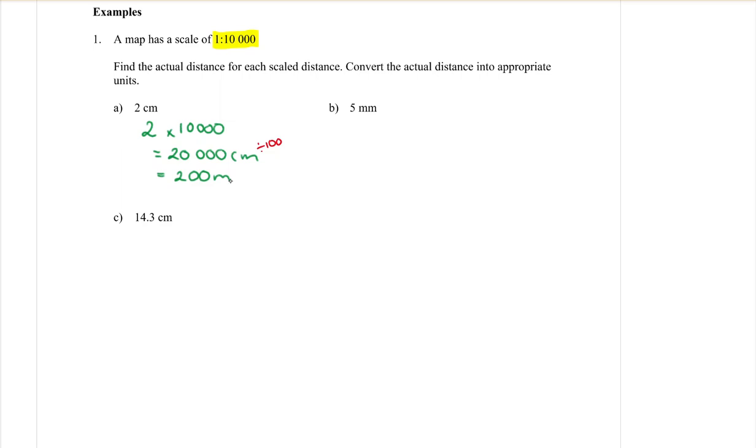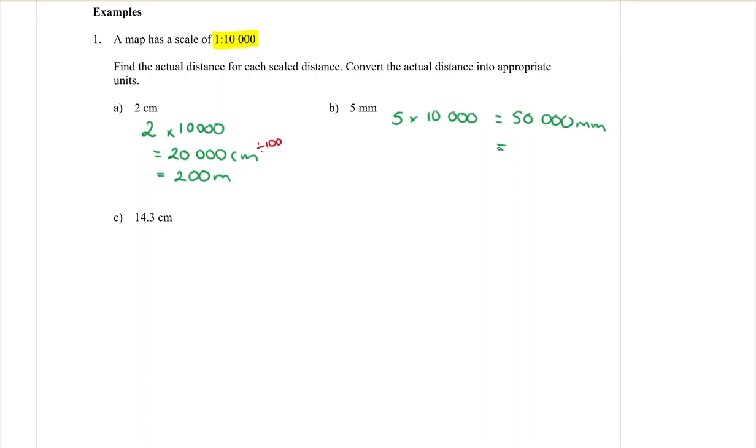Let's try it again. We're going to use the same scale factor for all of these ones, the 1 to 10,000. This time I'm given a measurement of 5 millimeters on the map, which means I have to times by the scale factor again to find the real measurement. So 5 times 10,000 obviously equals 50,000. But because I put millimeters in this time, there's going to be millimeters as the unit for that.